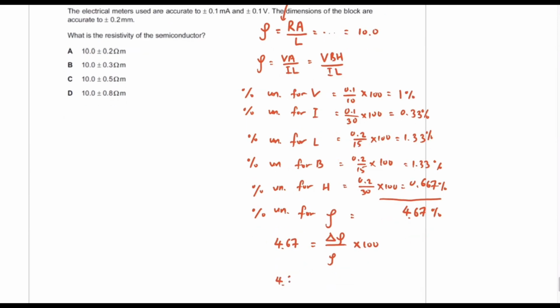Then we substitute values. Delta rho over resistivity, which is 10.0, times 100 equals 4.67. That means delta rho is 10 times 4.67 over 100, which is 0.467. So round off to one significant figure, 0.5. Now we get the answer: 0.5, 10.0. So the answer is C.